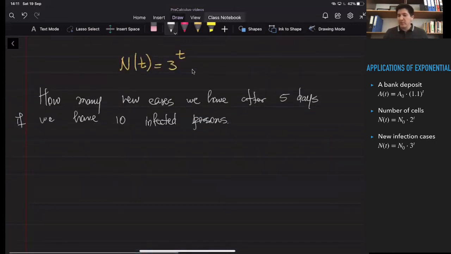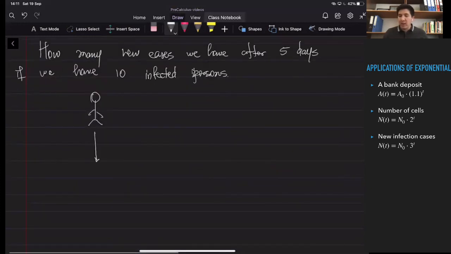So let's try to model this for 1 infected. If you have just 1 infected, then after 5 days, the number of the new cases is going to be 3 in the power of 5, right? Because the first day, this person is going to infect 3 new. In the second day, these 3 new cases are going to infect 9 new. Then in one day, these 9 new persons are going to infect 27, and so on. So 3 in the power of 5 is actually multiplication of the 3 by itself 5 times, which is 9, times 3 is 27, times 3 is 81, times 3 is 243.